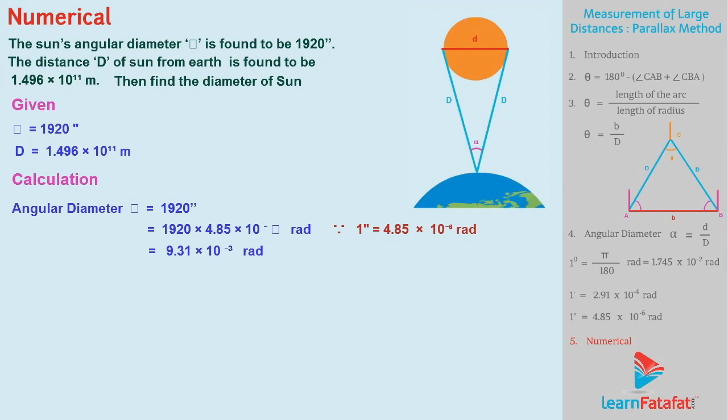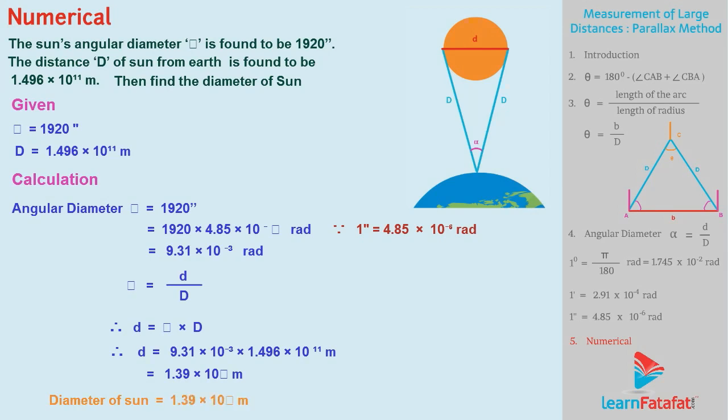Also, we know the relation alpha equals d upon D. Therefore, d equals alpha into D. So by putting the values, we get d equals 9.31 into 10 raised to minus 3 into 1.496 into 10 raised to 11 meters, which equals 1.39 into 10 raised to 9 meters. Thus, the diameter of the Sun is found to be 1.39 into 10 raised to 9 meters.